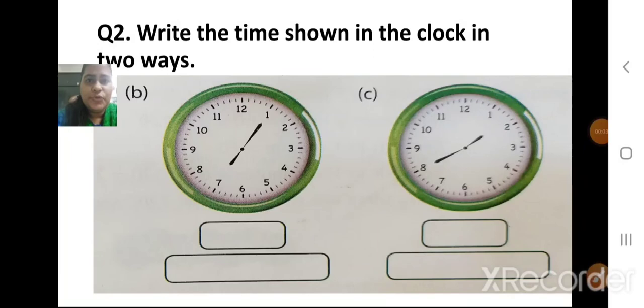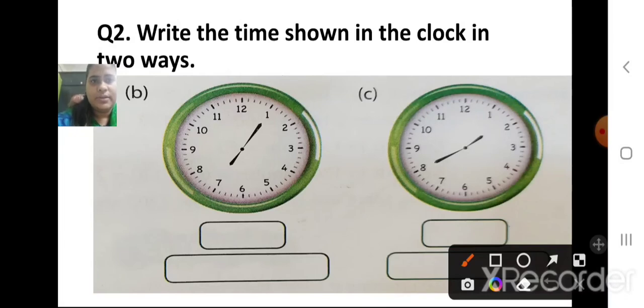Children, now let's move on to question number 2. Write the time shown in the clock in 2 ways. So we have to write the time in 2 ways. The first one will be hours to minutes. Now let us see, A1 is done for you, right? First see where the hour hand is. The hour hand is on 7, correct? And the minute hand is on 1. 1 five is 5, correct? So how will we write hours and minutes? It will be 7 hours and 05 minutes.